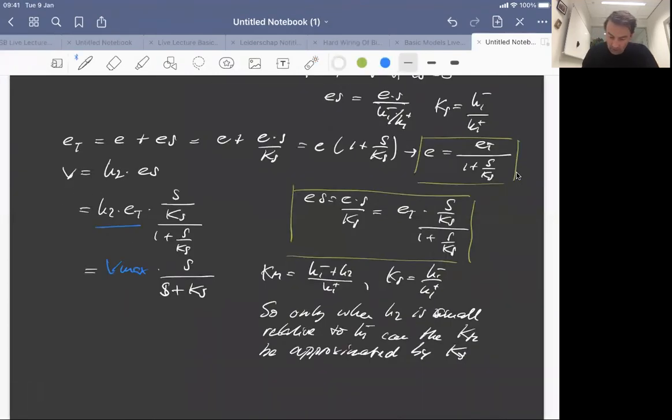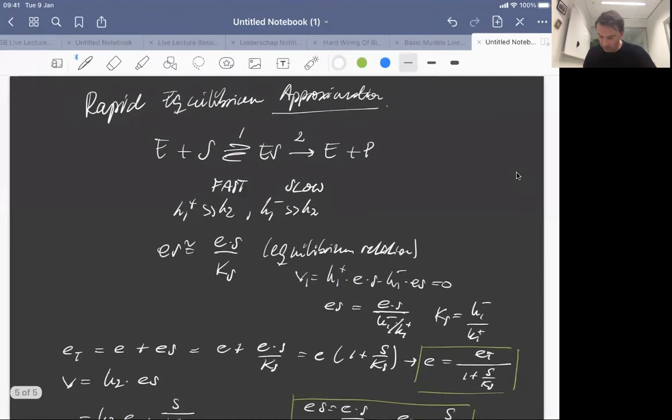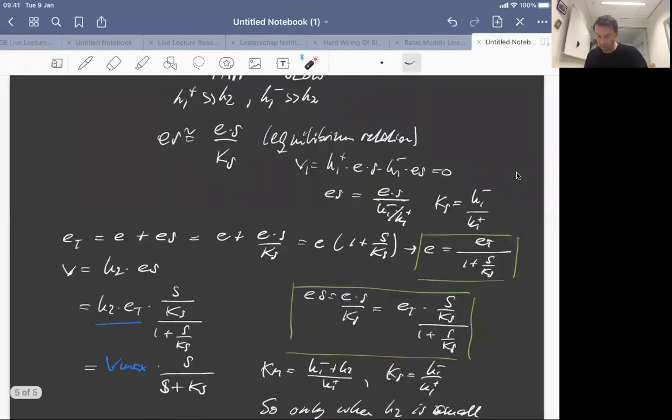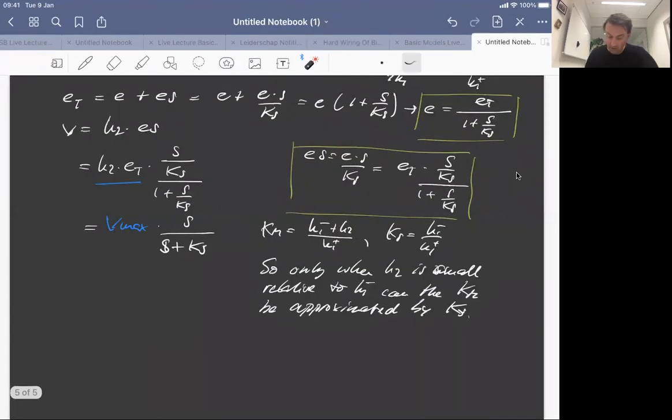And this condition, K2 being much smaller than K1 minus, is indeed exactly the condition that we assumed when we said that this reaction is way faster than this one. So the K2 value is much smaller than the K1 minus value, and that's indeed the case. If that's the case, then the rapid equilibrium approximation is an equally good approximation as the quasi-steady state approximation. But the rapid equilibrium approximation is therefore also stronger than the quasi-steady state approximation.